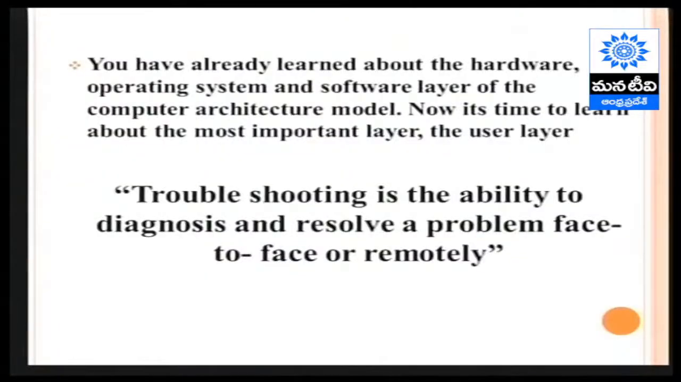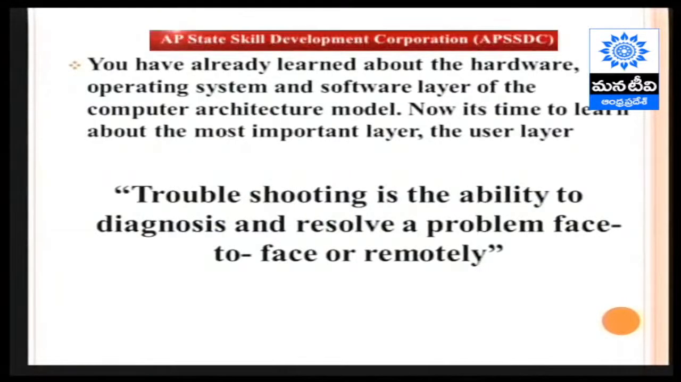You have already learned about the hardware, operating system and software layers of the computer architecture model. Now it's time to learn about the most important layer, the user layer. In this user layer, we are going to discuss troubleshooting: how to perform sequential troubleshooting steps to fix an issue with computers or software. What is the general meaning of troubleshooting? Troubleshooting is the ability to diagnose and resolve a problem face to face or remotely.